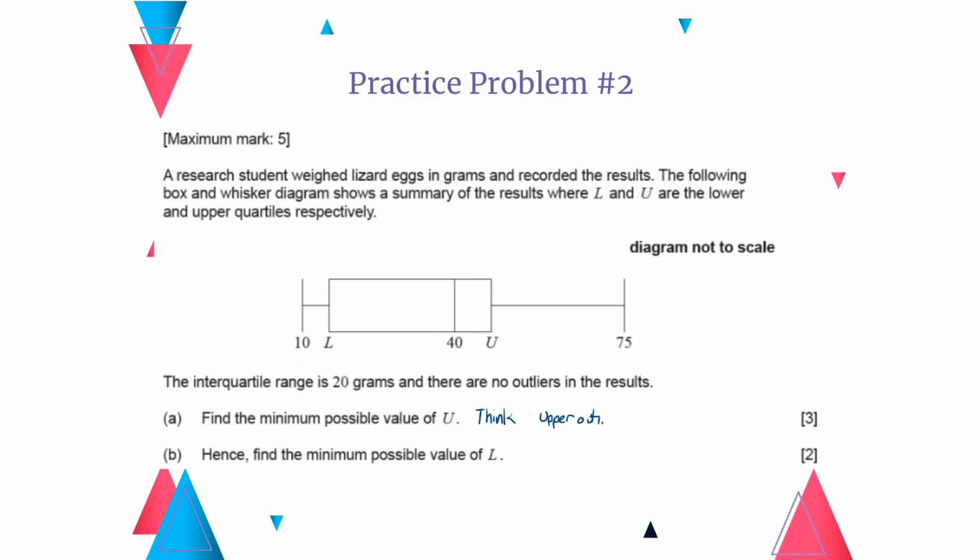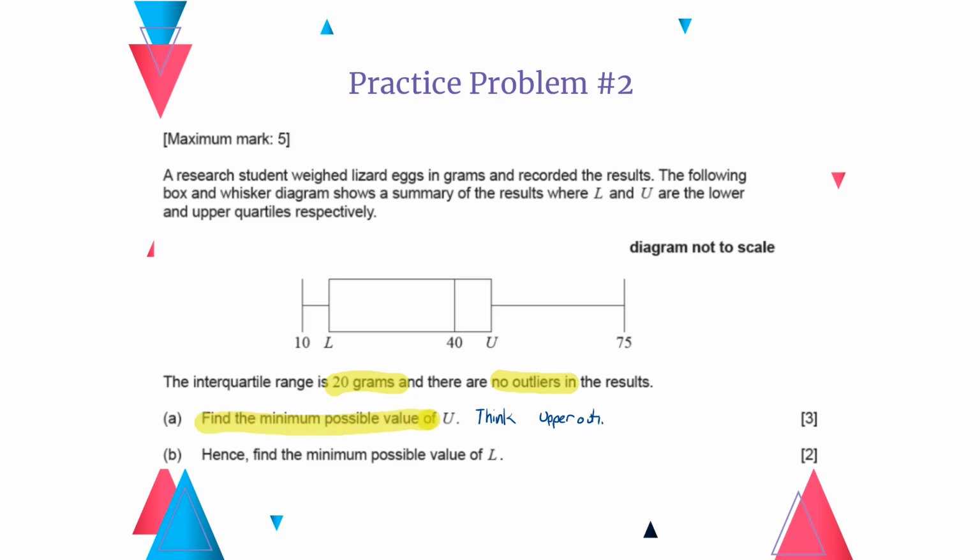This next problem takes a little more thinking. We're told that a research student weighed lizard eggs in grams and recorded the results. The following box and whisker diagram shows a summary of the results where L and U are the lower and upper quartiles respectively. The interquartile range is 20 grams, and there are no outliers in the results. Those are both very important facts for solving this problem.